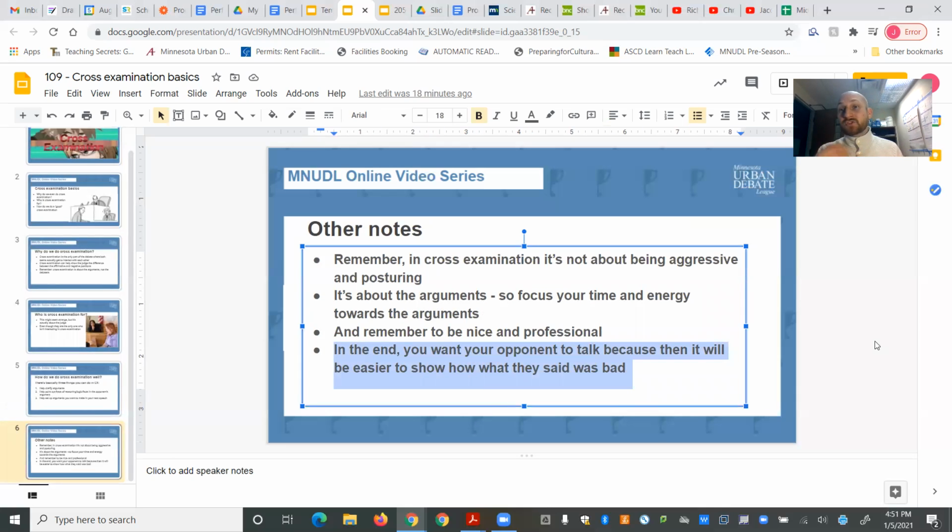And in the end, if you're the person asking questions, you actually want your opponent to talk because you want them to say things that are going to give you arguments that you want to make. So if you're trying to set up an argument, it's actually better to have your opponent talk more because they're going to give you more things to link to your argument. So if you think that asking a question and then not letting your opponent talk very much is a good strategy, that actually shows how bad your question is.